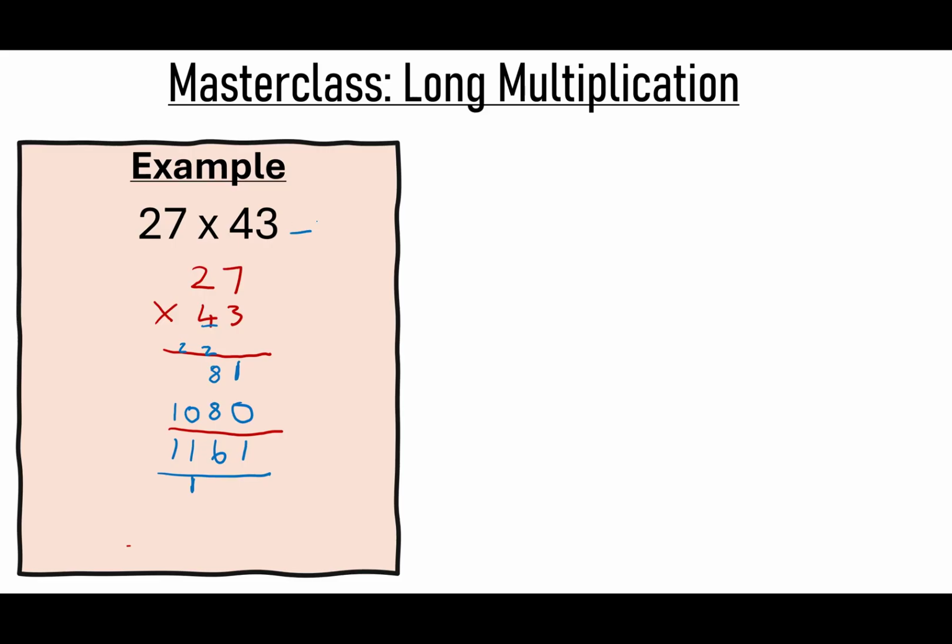So the final answer, 27 times 43 is 1,161.